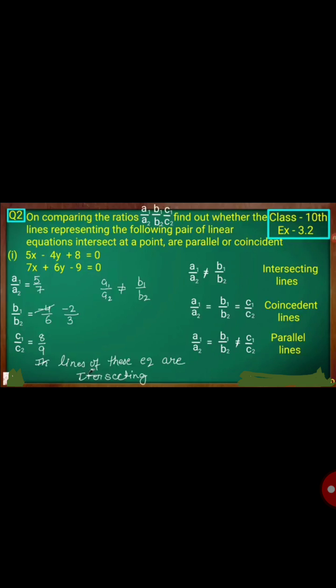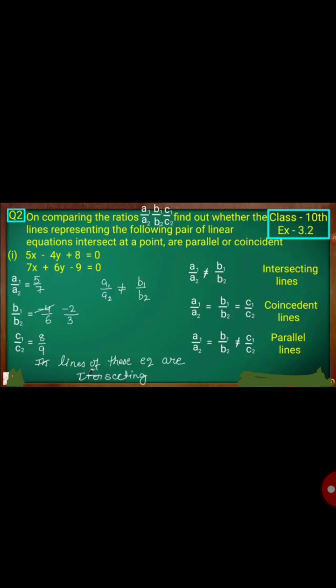Intersecting lines will happen if the ratios of the coefficients of x and y are not equal. If a1 upon a2 does not equal b1 upon b2, in this case intersecting lines will be formed when you represent this pair of linear equations on the graph. But in the second case, a1 upon a2 is equal to b1 upon b2 is equal to c1 upon c2. In this case, coincident lines.